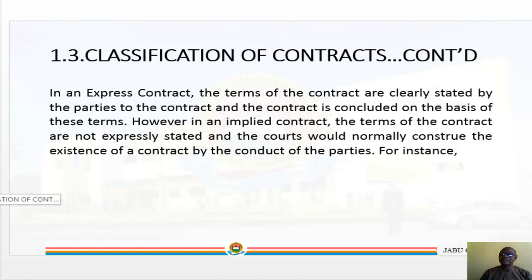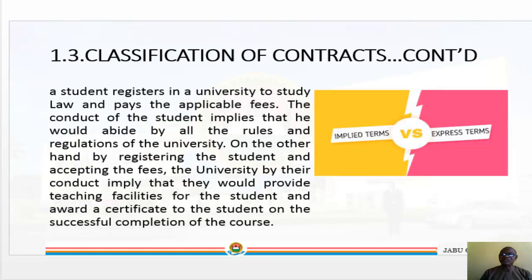For instance, a student registers in a university to study law and pays the applicable fees. The conduct of the student implies that he will abide by all the rules and regulations of the university. On the other hand, by registering the student and accepting the fees, the university by their contract imply that they will provide teaching facilities for the student and award a certificate to the student on the successful completion of the course.